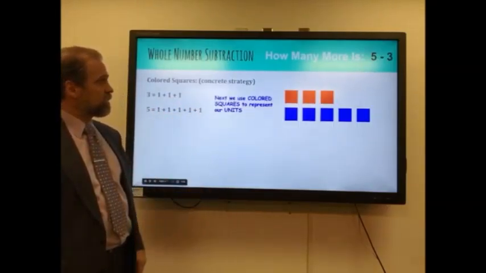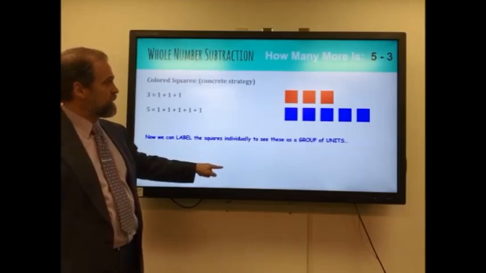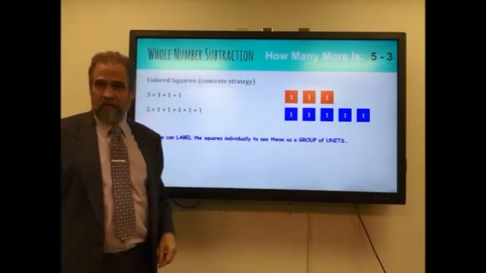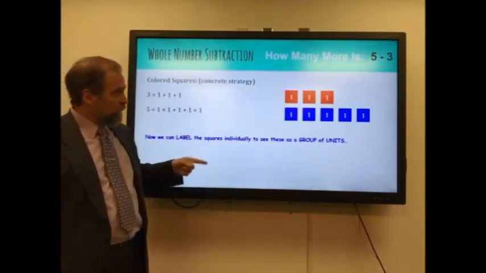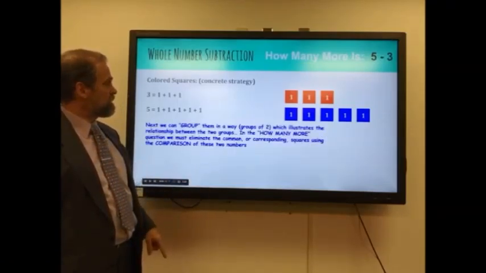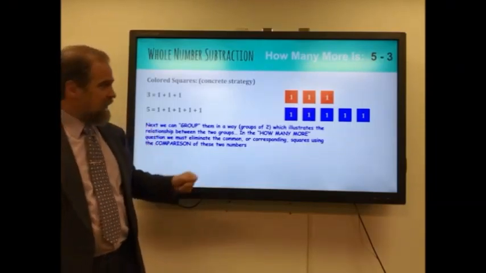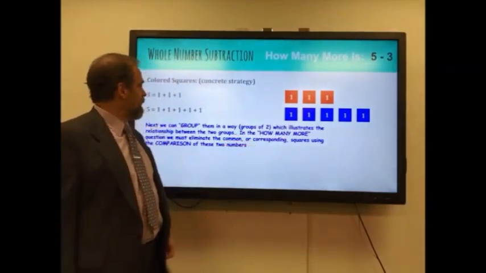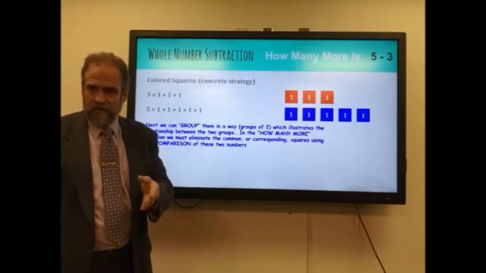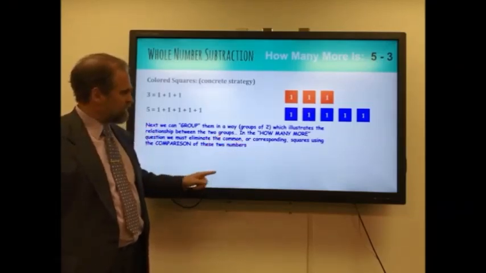So let's use the colored squares for 3 and 5, just like we did before. And now we can label the squares individually. So you see it represents basically that in a manipulative form. I can group those together in any way I want, right? So I can group them in a way where I can see groups of 2s. I can group them in a way where I can compare them. And what I'm looking for with subtraction is how many more? How many more is 5 than 3? That's what it means. How many more is 5 than 3? Think about that. Could you do that by counting up and quickly decide that? I bet you could. Let's look at the strategy some more.